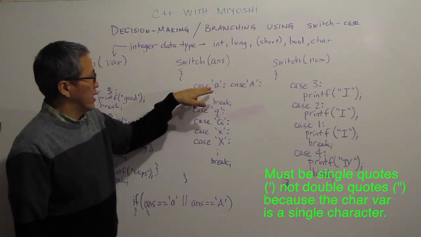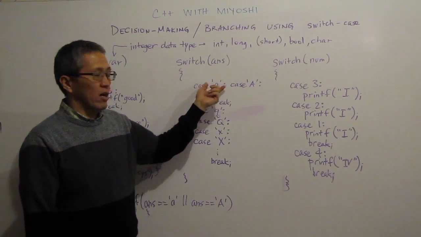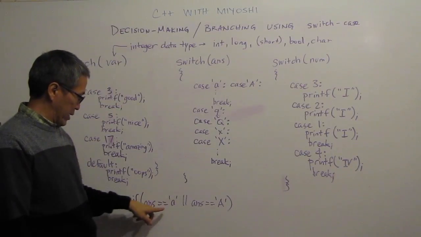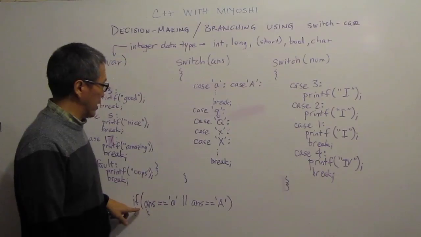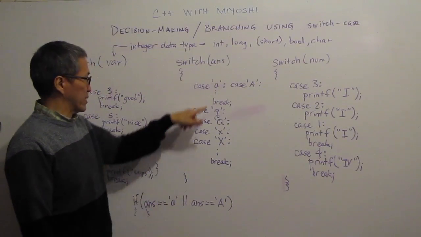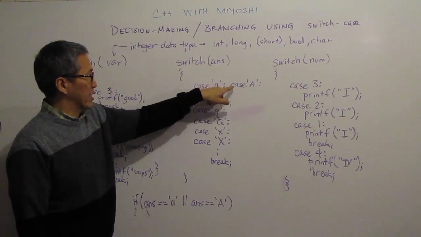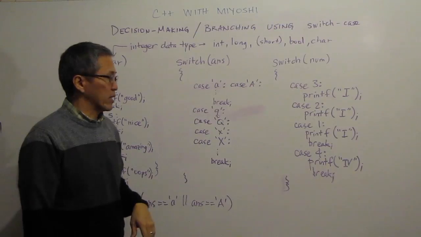Having both cases here shows that I have more than one option. That would be like an or. So it's kind of like this: if ants is equal to a or ants is equal to uppercase A. It's very similar to that. It's going to do the same thing in these curly braces, between the case and the break. Okay, so that's just an example to show you how I can do that with ifs.